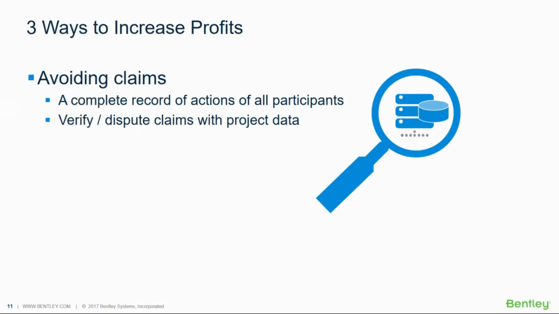The second way to increase construction profits is to avoid claims. And the best way to avoid these claims is to keep a complete record of what happened in the project. And by using the project management system with an automated history and audit trail, you can use that data to verify and dispute claims that arise. And if the project runs into any trouble, having a complete record of all project documents, communications, and the actions of all project participants is incredibly valuable.